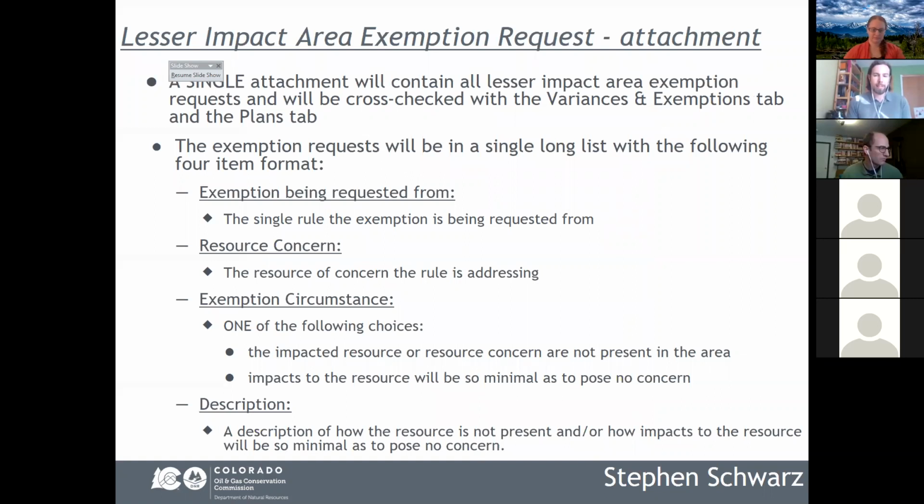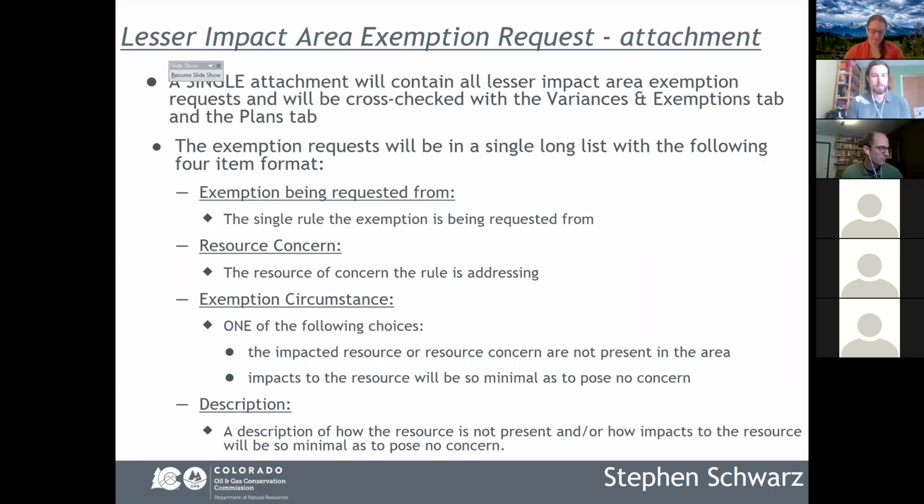So the lesser impact area exemption request is a single attachment that will contain all the lesser impact area exemption requests, and it will be cross-checked with the variances and exemption tab and the plans tab. So please make sure that you're not uploading plans that you are asking for exemptions from, and checking the proper boxes for ones that you are requesting exemptions from. The exemption requests will be in a single long list with the following 4-item format. First, exemption being requested from.